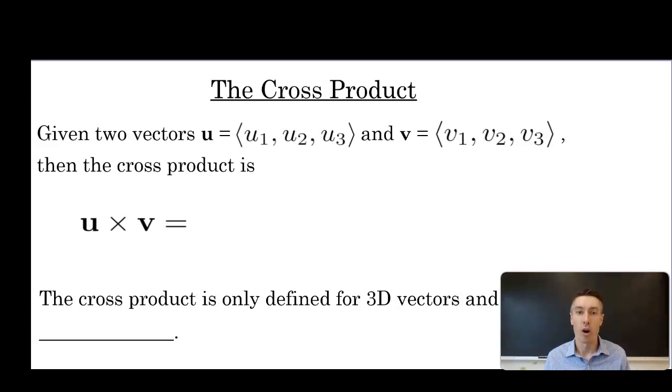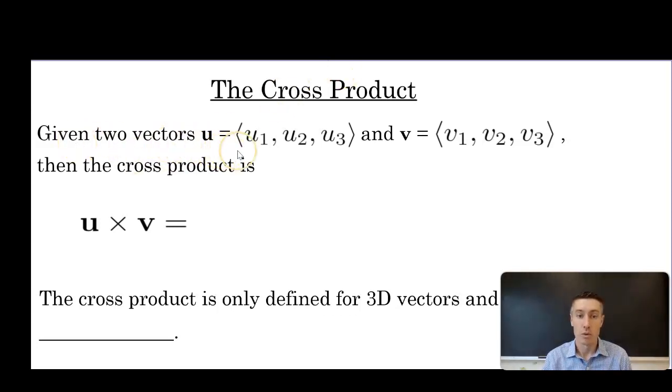In this video, we will learn all about the cross product, which is the second of our vector products. Now the cross product is a bit more tedious than the dot product, since our output is going to be a vector instead of a scalar. So to start, how do we define the cross product?